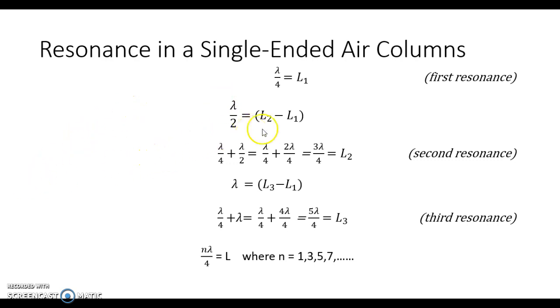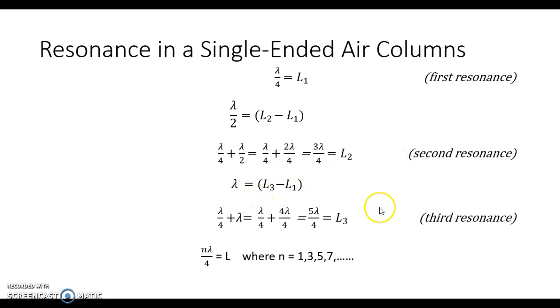L1. If you remember, for L2 it is half a wavelength plus a quarter. So half a wavelength plus a quarter ends up giving us 3/4 of a wavelength, which is the location where, if we put the piston at that location, we're going to get our second resonance. Okay.